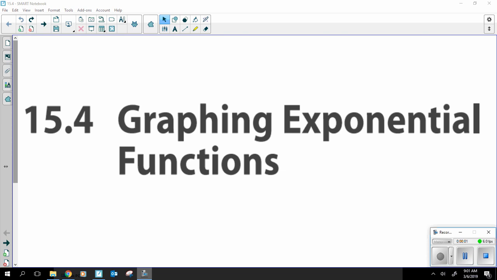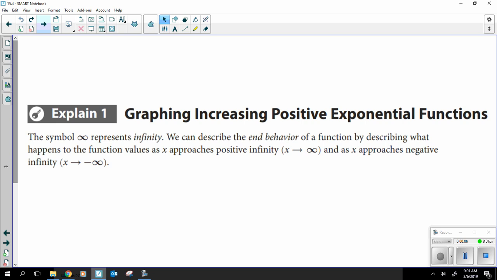All right, today is 15.4, graphing exponential functions. Okay, graphing, we're going to start with graphing increasing positive exponential functions. This is a long video, so there's 4 of these we've got to do.